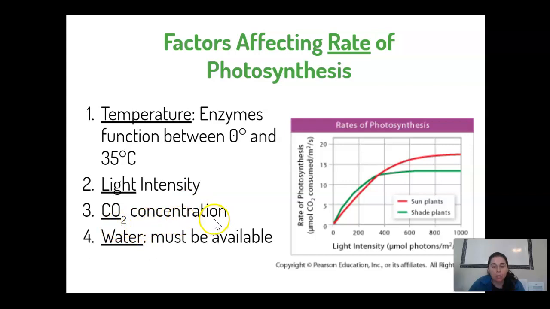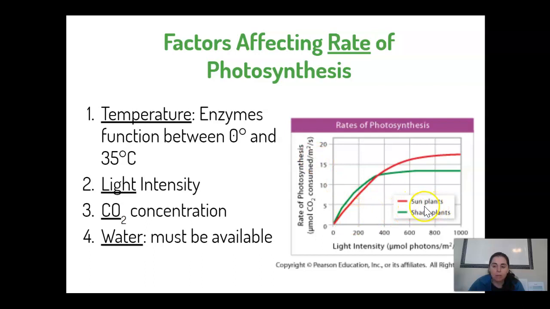Carbon dioxide concentration will also affect the rate of photosynthesis. The more carbon dioxide you have to a point, the more photosynthesis will occur. And then water has to be available. We all know what happens if we have a drought. Lots of plants die. They can't do photosynthesis. So here's a nice graph showing you light intensity. And the more intense the light is, it's going to affect the rate of photosynthesis.